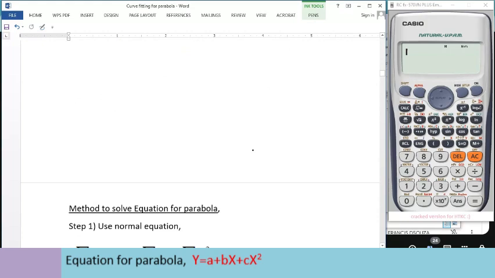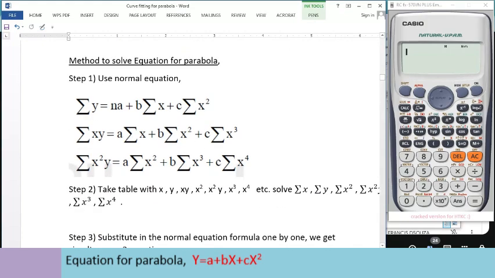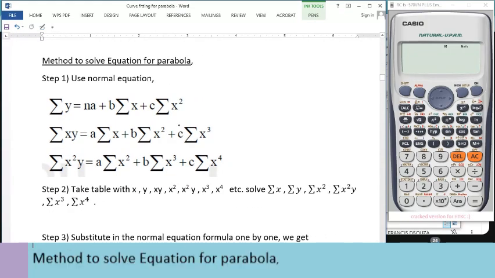Okay, so we'll go to the very, very important method. Please write down the method, students, or you can just go through the method. It is a simple method. I'll repeat. To solve the equation for the parabola, which is second degree, we use the normal equations. So this is equation 1, 2, 3.